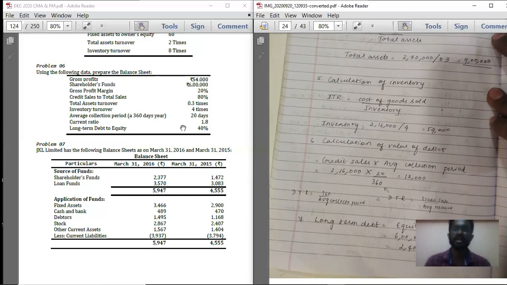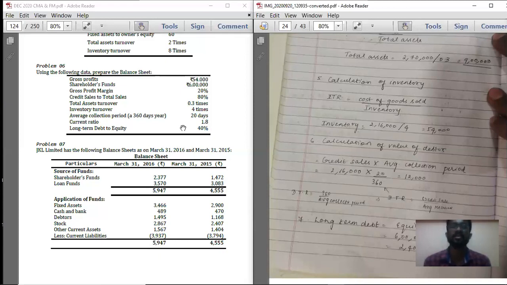What is the value of debtors then? Credit sales into average collection period is the total debtors. So below that, point number 6: calculation of value of debtors is equal to credit sales into average collection period.